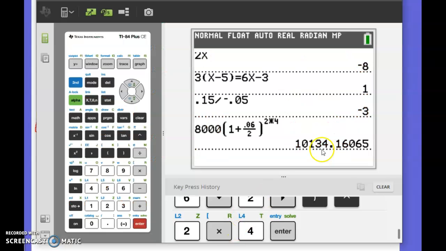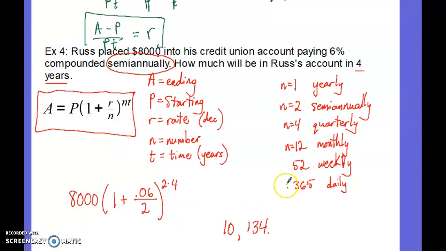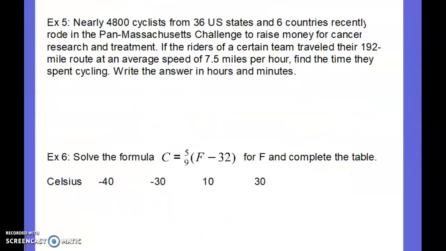Now let's do a good job of rounding. We usually do pennies, 16 cents. So usually 2 decimals when we do these types of problems. All right. Here's another word problem. Don't freak out. Just because it has words in it doesn't mean it's too difficult.